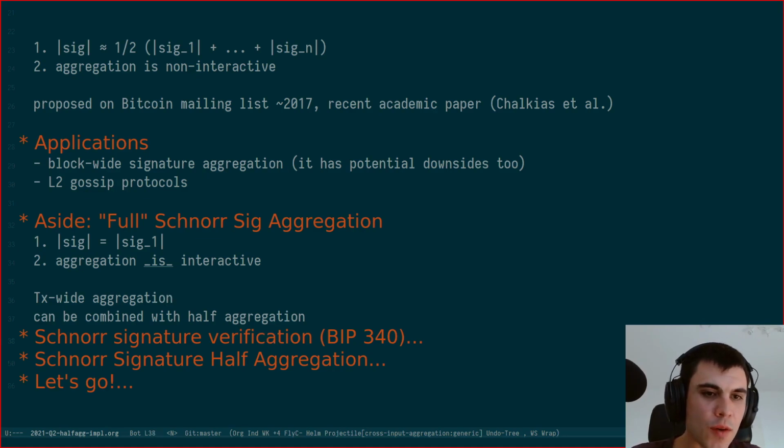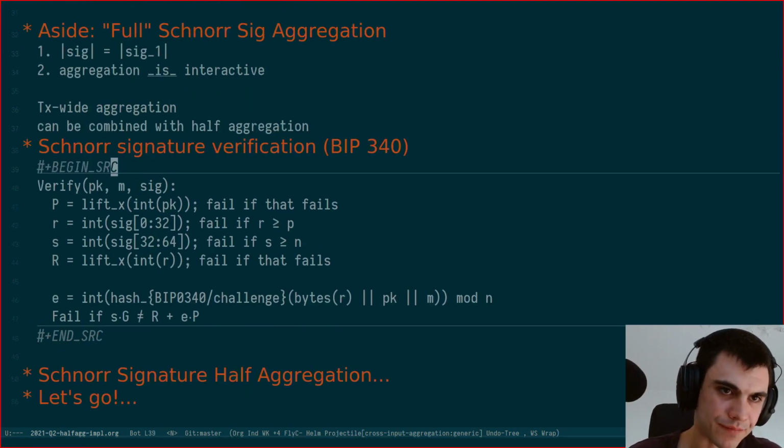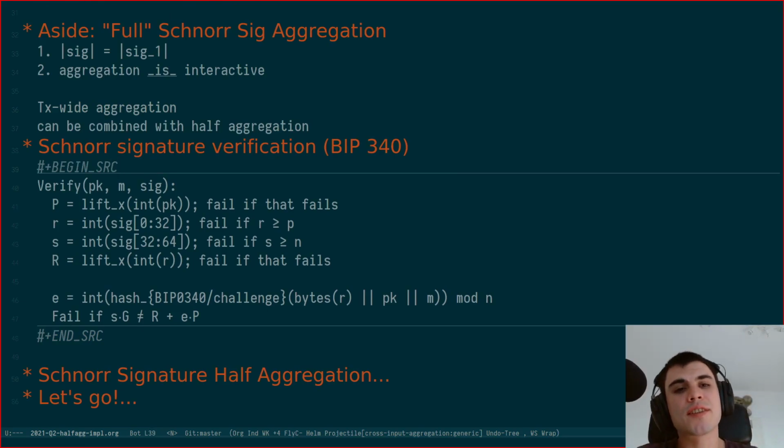Okay, so now we want to create pseudocode for half aggregation. Before we do that, we first look into how normal Schnorr signature verification works as per BIP 340. This is essentially the pseudocode of the verification function, which takes a public key, which is a byte array, a message, which is a byte array, and a signature, which is a 64-byte array. How does it work?